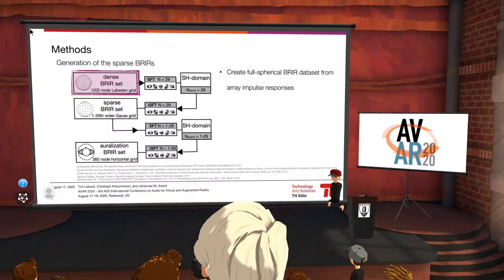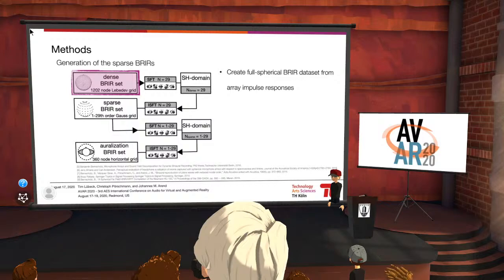This full sphere dense BRIR set is defined on a Lebedev grid with 1,202 nodes. We did not measure this dense BRIR set. We calculated it from spherical microphone array recordings. How we calculate BRIRs from spherical microphone array recordings is studied quite well. And so this is our ground truth, our reference.